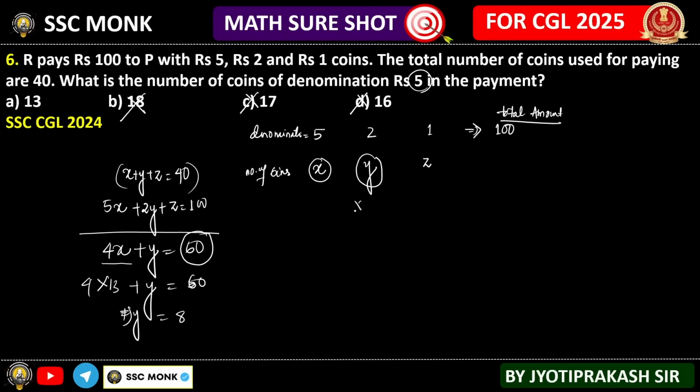That means how many 2 rupees coins? 8. How many 5 rupees coins? 13. 13 5s are 65. 8 into 2 is 16. The remaining is 1 rupees coins. Clear? Yes or no? Now verify this. Sir, 13 5s are 65, 8 2s are 16, total is 81 gone. Now what is remaining? 19 rupees remaining. 1 rupees coins, 19 here. Sir, 19 plus 8 is 27 plus 13 is 40. So our answer is true.